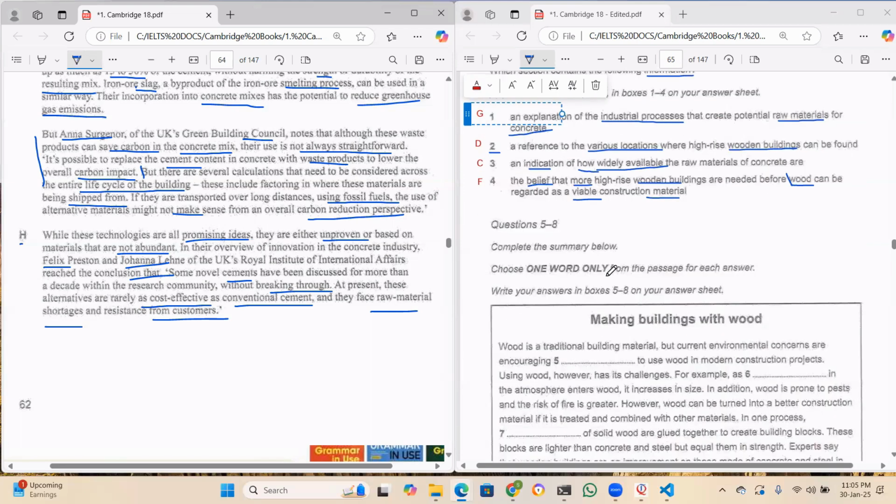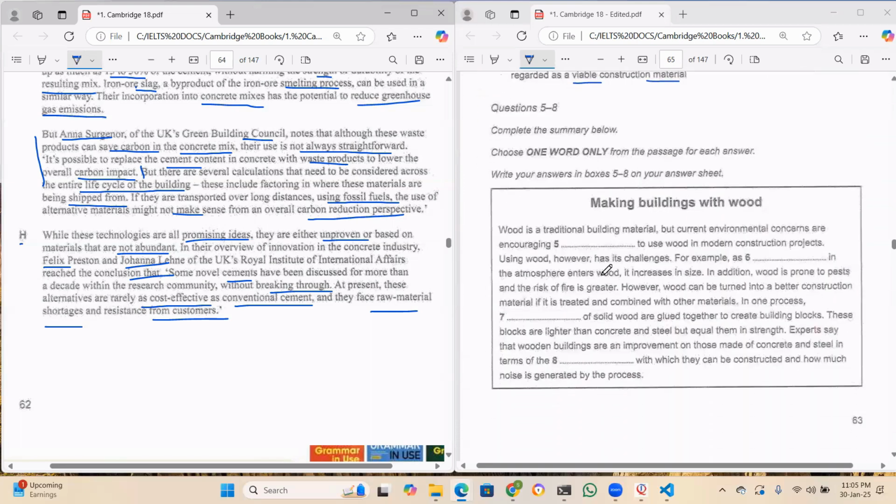So let's move to the next set of questions. That is, fill in the blanks with one word only. So you have to read the instructions clearly, guys. When they say one word, you have to write only one word. For example, if you wrote two words and the right answer is there in those two words, still it is wrong.